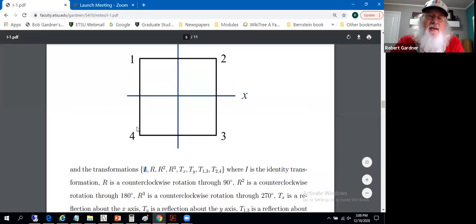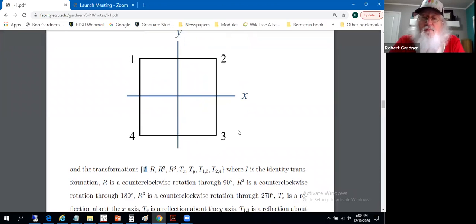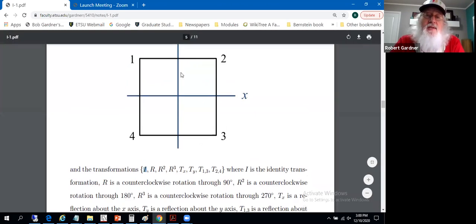We consider T sub x. So take the square, reflect it about the x-axis. So the 1, 2 comes down to the 4, 3, and the 4, 3 goes up to the 1, 2. How would you undo that? Reflect it again. So T sub x is actually its own inverse. T sub y is its own inverse. T sub 1, 3, T sub 2, 4, these are their own inverses as well.